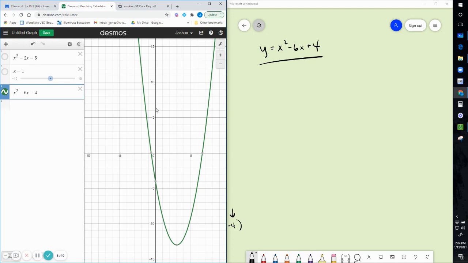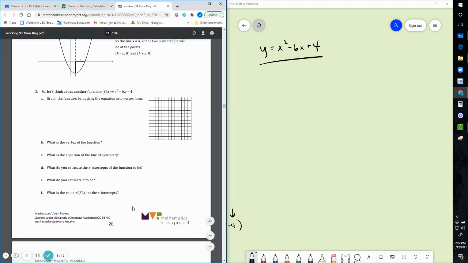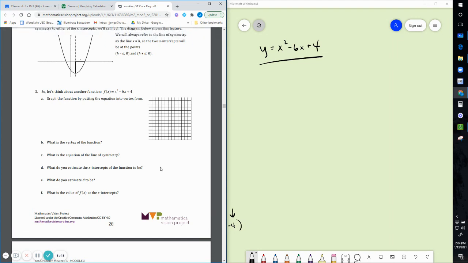Go ahead and go to Desmos and type that in. And then answer the questions. What's the vertex? What's the equation of the line of symmetry? All of this information you can get either from the graph or from previously in this video.